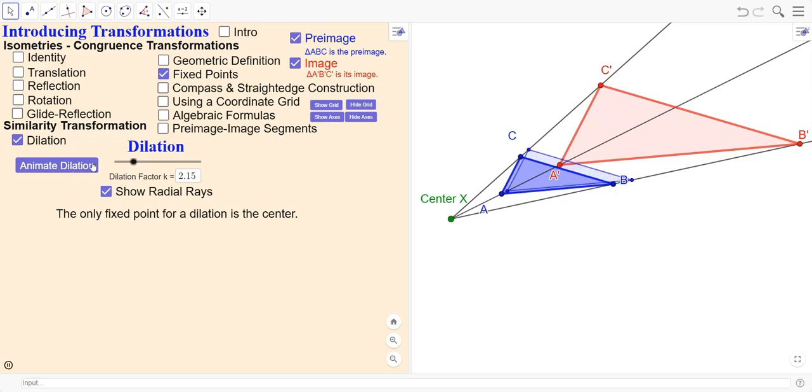And so we're seeing that if we take those points and animate this, we'll see that those points are moving along those rays, but then also expanding out in distance there.